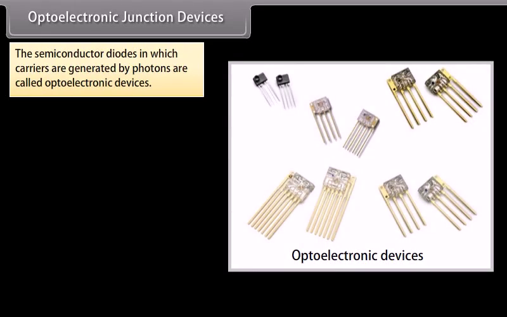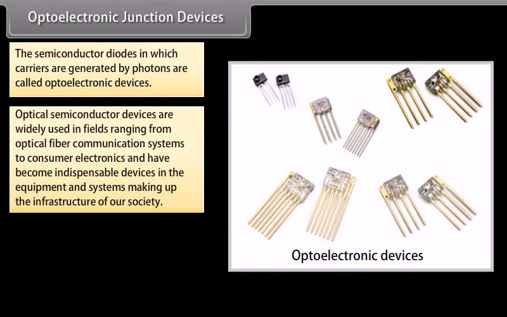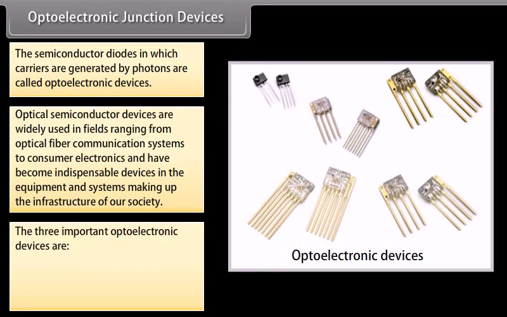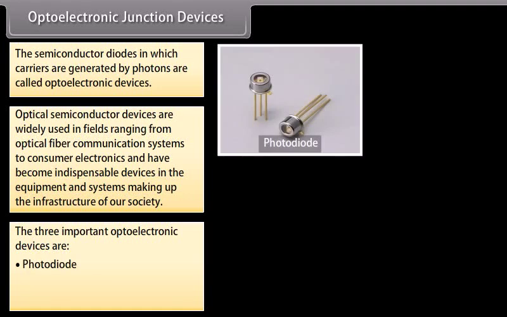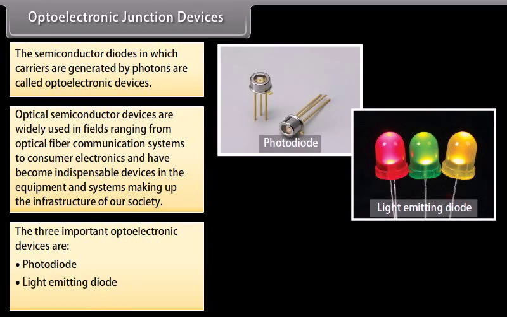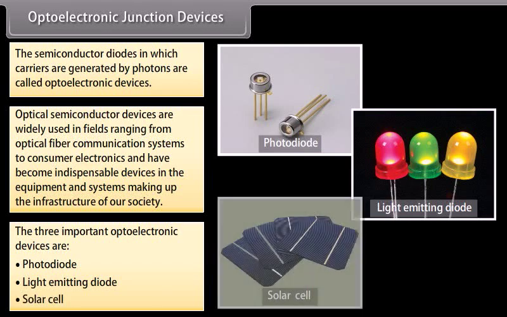Optoelectronic junction devices. The semiconductor diodes in which carriers are generated by photons are called optoelectronic devices. Optical semiconductor devices are widely used in fields ranging from optical fiber communication systems to consumer electronics and have become indispensable devices in the equipment and systems making up the infrastructure of our society. The three important optoelectronic devices are photodiode, light emitting diode, and solar cell.